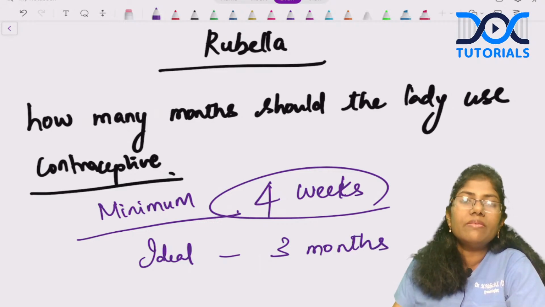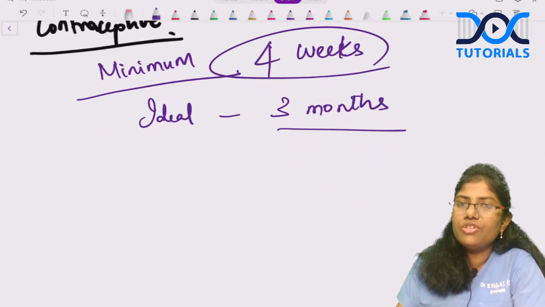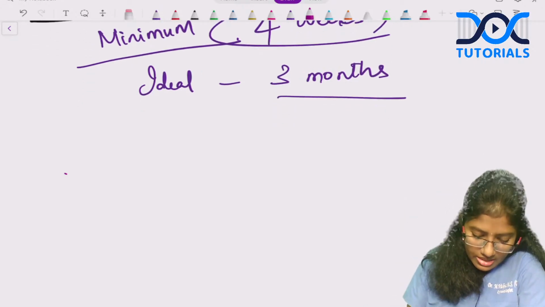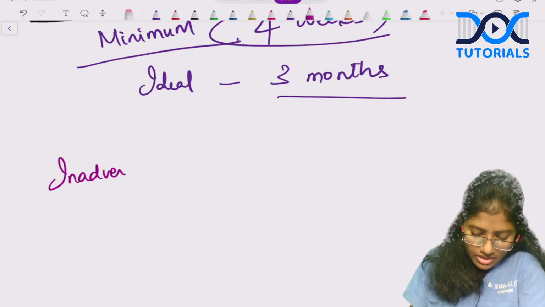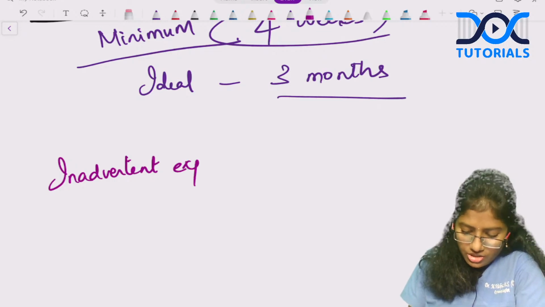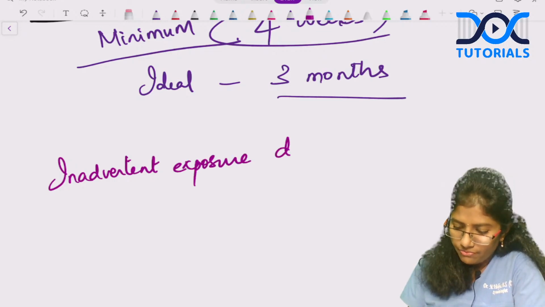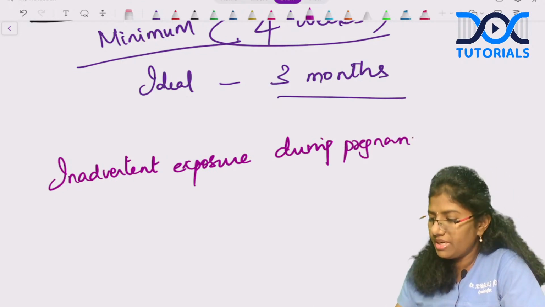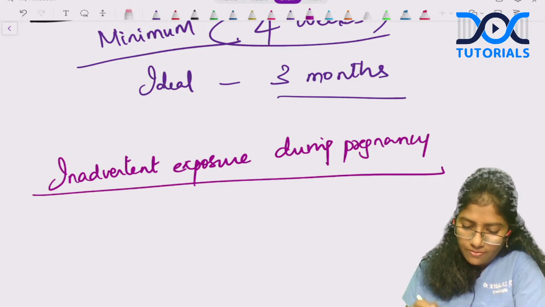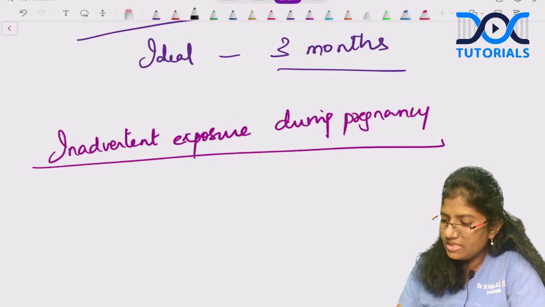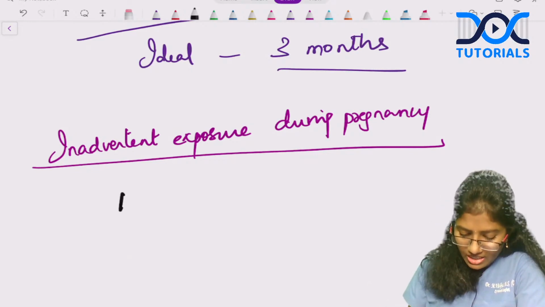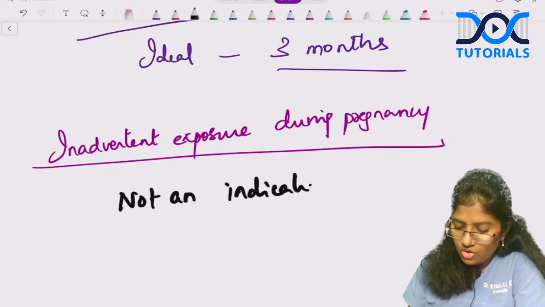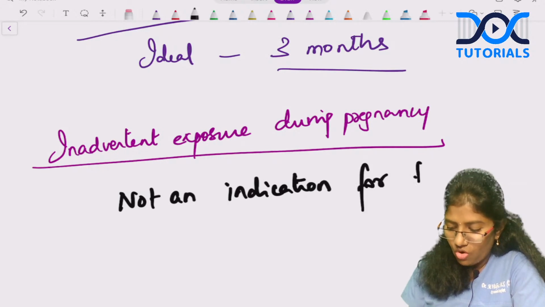In case the woman takes the vaccine during pregnancy, inadvertent exposure to the vaccine during pregnancy, is it an indication for termination of pregnancy? Is it an indication for termination? Yes or no? This is not an indication for termination of pregnancy.